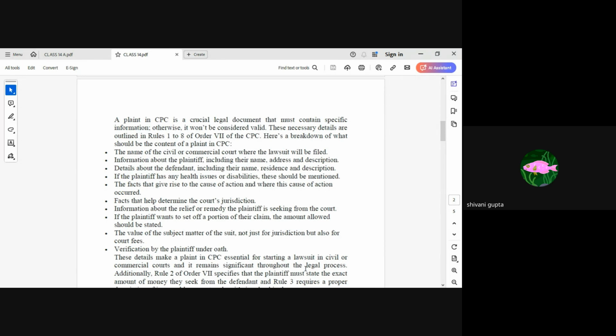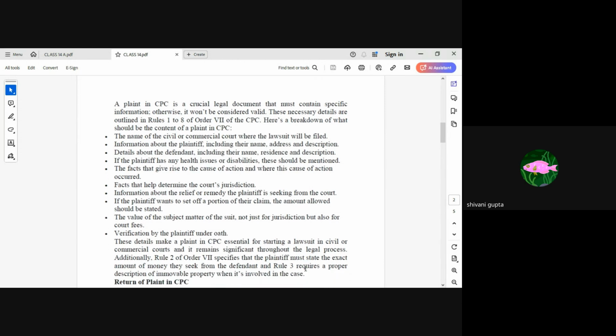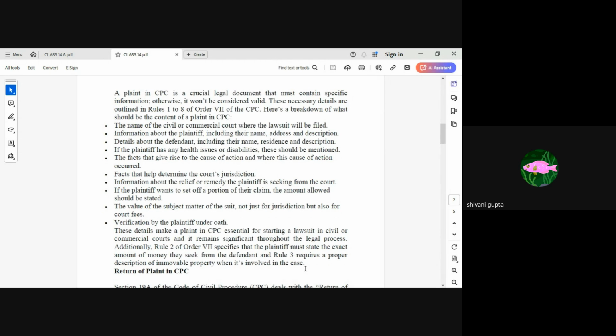Next is to set off a portion of the claim, the amount allowed, that must be stated. This is the portion of the claim that is required and should be stated. Then the value of the subject matter of the suit, not just for jurisdiction but also for the suit. Most important, the plaint is rejected if the verification by the plaintiff under oath is not given. If there is an absence of verification under oath, meaning the affidavit, which is essential to file, then the plaint will be rejected. Verification by the plaintiff under oath needs to be presented.